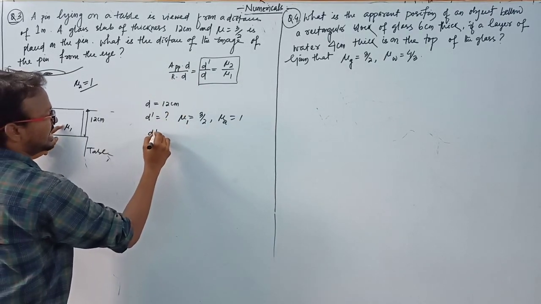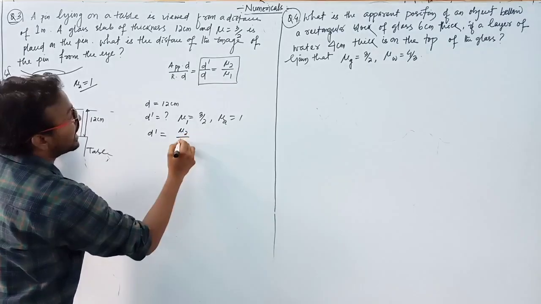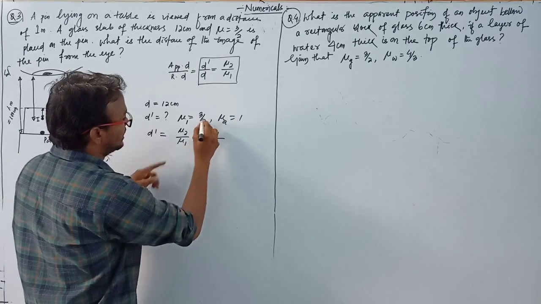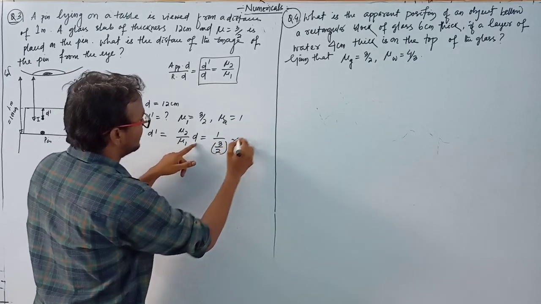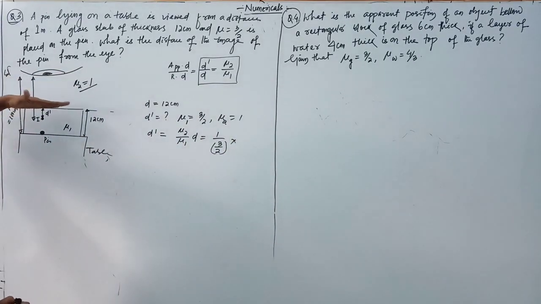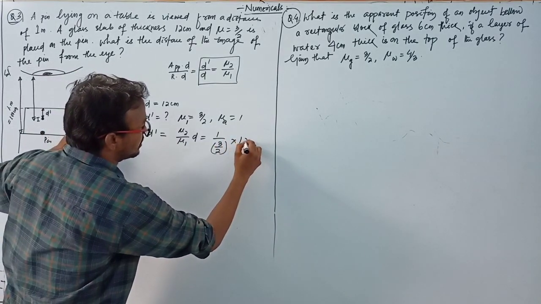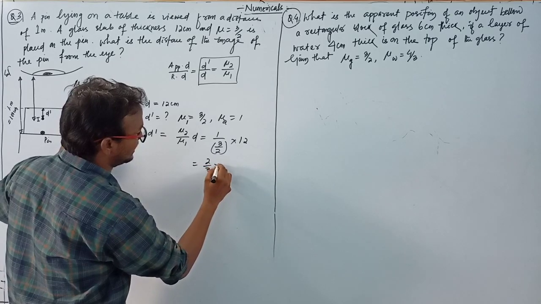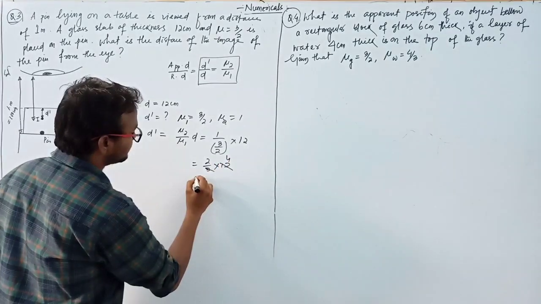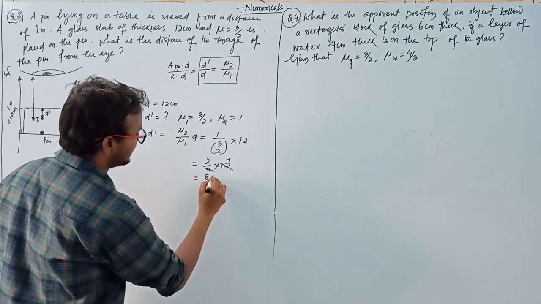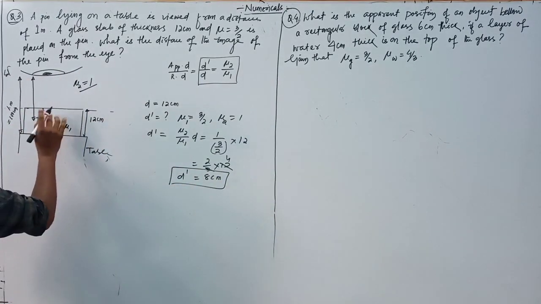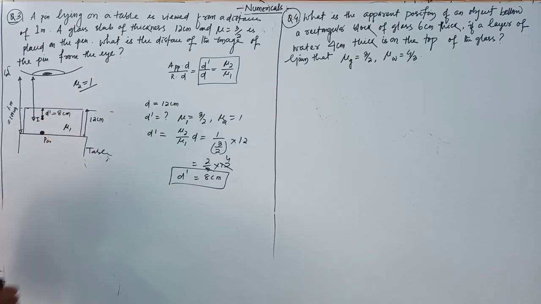If we use this concept, then d dash equals mu 2 by mu 1 into d, and with mu 2 equal to 1, it is 1 by 3 by 2 into d, which is this distance. If you observe this point, ignoring all other conditions, the real depth is 12 centimeter, and 2 by 3 into 12, which is 3 4s are 12, and 4 2s are 8 centimeter. This is d dash, meaning apparent depth. So this distance we got is equal to 8 centimeter.